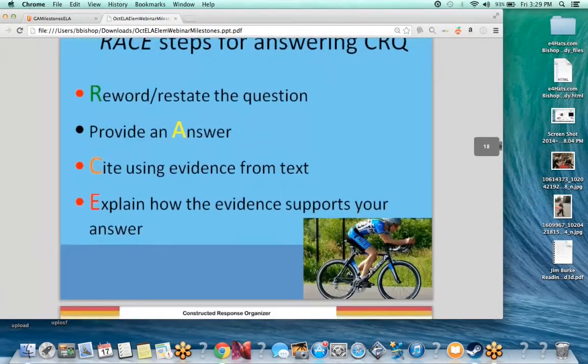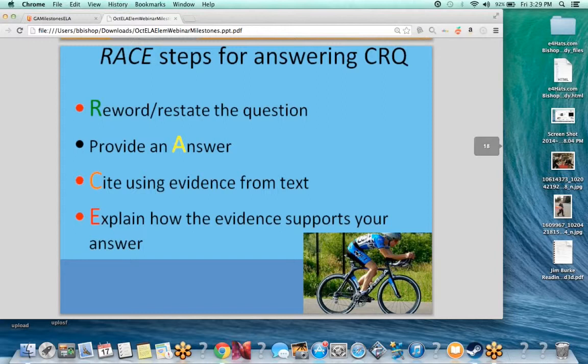A colleague of mine, Ms. Dawn Bennett here at West Georgia RESA, who's our GLRS support specialist, she came up with a nice acronym that has really been helping teachers and students for an approach to address constructed response questions. And her suggestion is that the students think of a RACE, and think of the acronym RACE, R for rewording or restating the question, A for providing an answer, C for citing using evidence, and E for explaining that evidence and how it supports your answer.